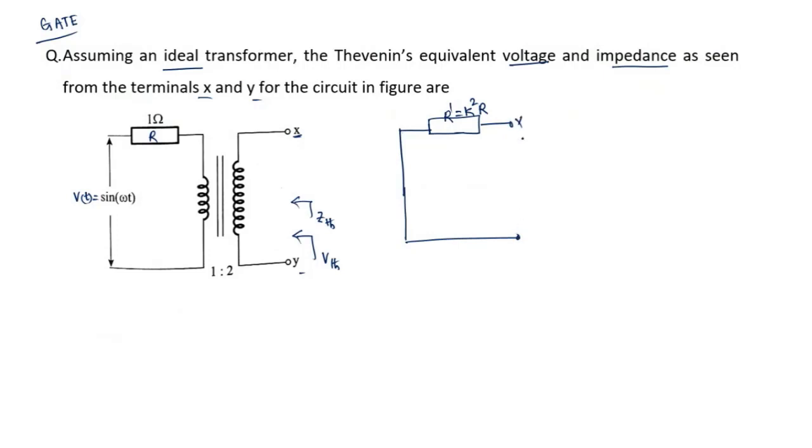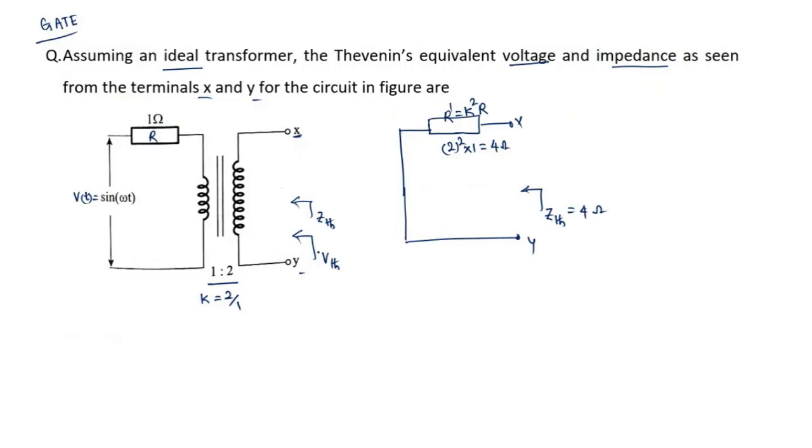So this is my X and Y. What is K? The transformation ratio, you will get it as 2 by 1. So I'll be getting 2 square into 1. You'll get it as 4 ohms. So ZTH, the Thevenin's impedance, is equal to 4 ohms.